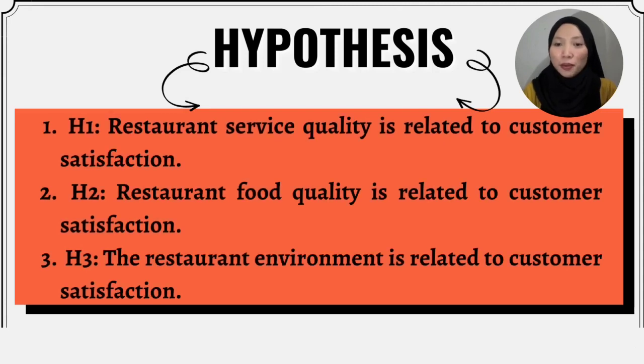Hi, Assalamualaikum. My name is Nur Fatihah Natasha binti Shamsul. My matric number is H20A1510. For the next part, I will explain the hypotheses. There are three hypotheses that can be concluded through our study according to the variables we have studied. The first hypothesis is restaurant service quality is related to customer satisfaction. The second hypothesis is restaurant food quality is related to customer satisfaction, and the third hypothesis is the restaurant environment is related to customer satisfaction. So we move to the next slide.